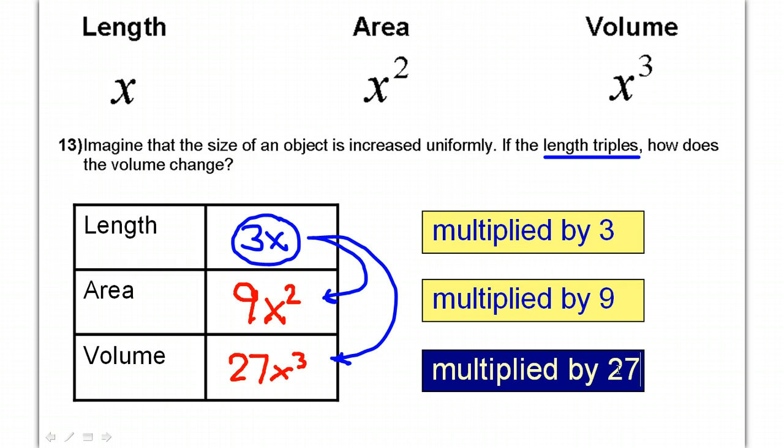Now, which one of these is the answer to the actual question? Right, the bottom one. That's why I marked it here in blue to emphasize that. So on your paper, you need to write multiplied by 27, because the question asks, how does the volume change? How does it change? Multiplied by 27. That's what you write down for your answer.